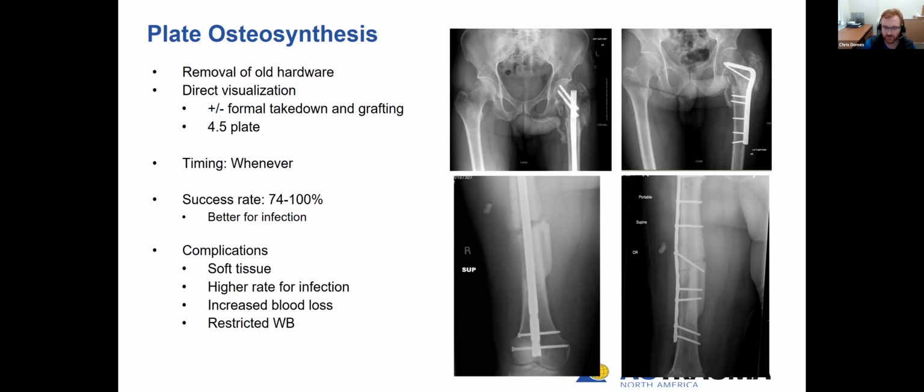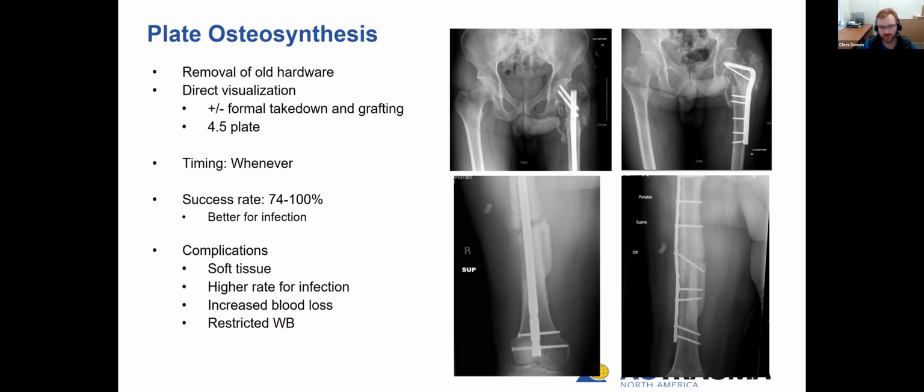The timing can really be done whenever. The success rate has been pretty good with these in the literature, and it has been shown to be slightly better than exchange nailing in the setting of infection. This is likely due to the ability to do a formal debridement of infected areas and really get control of infection by means of looking directly at the fracture.